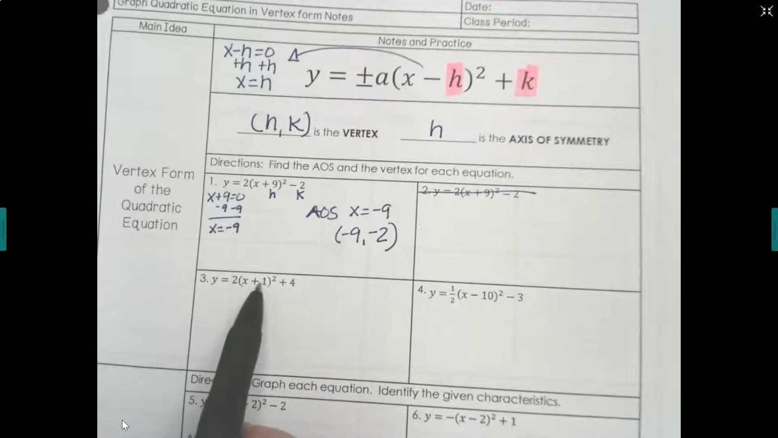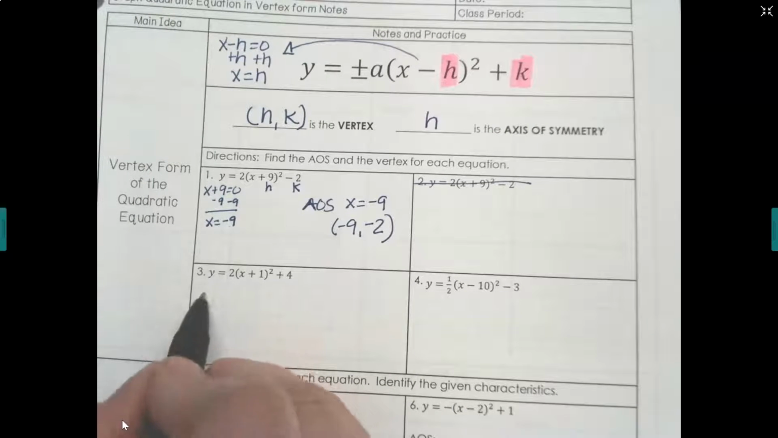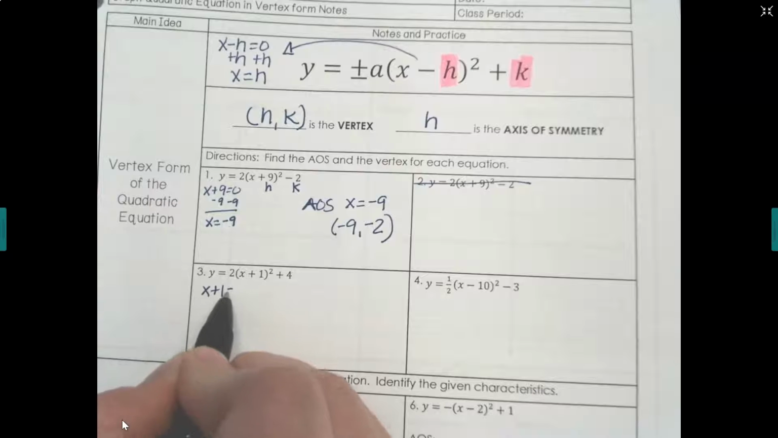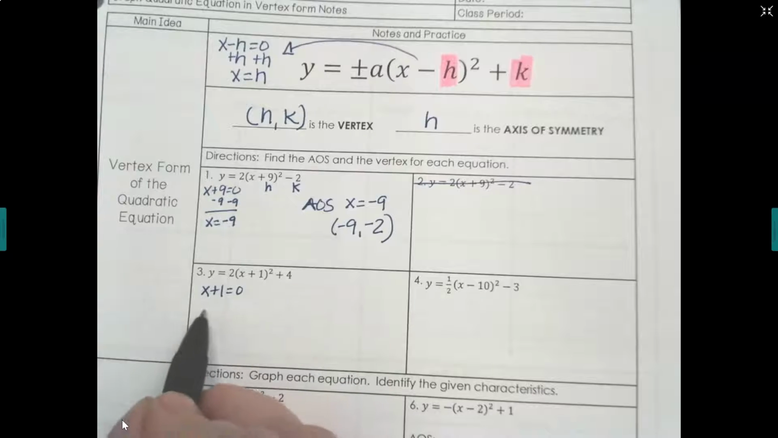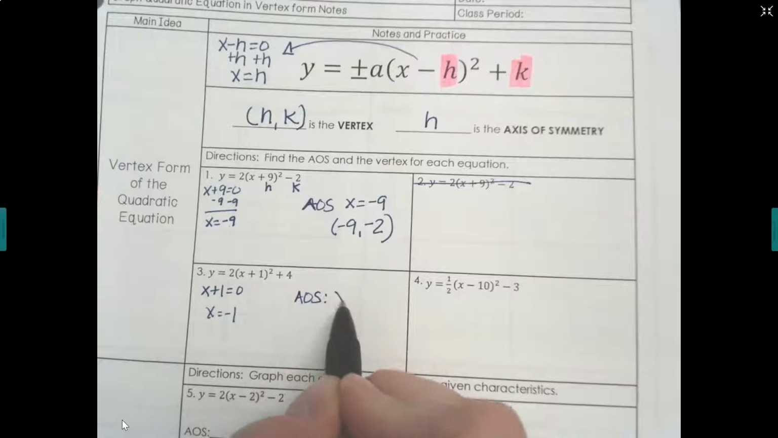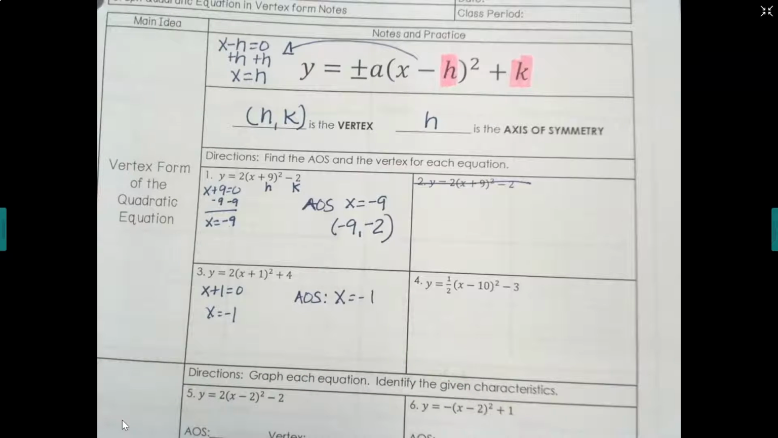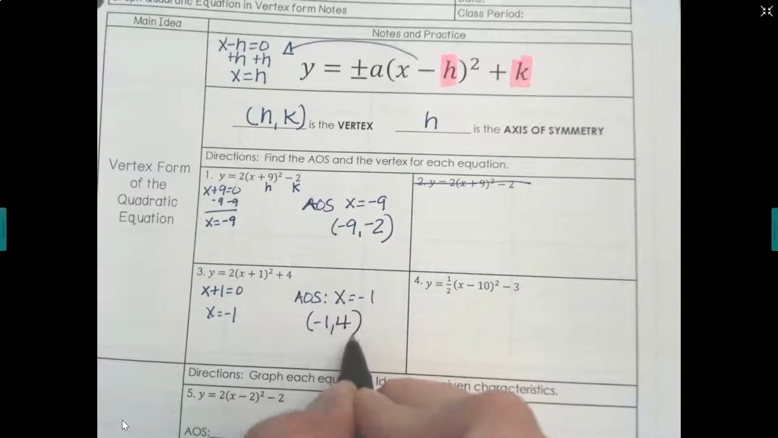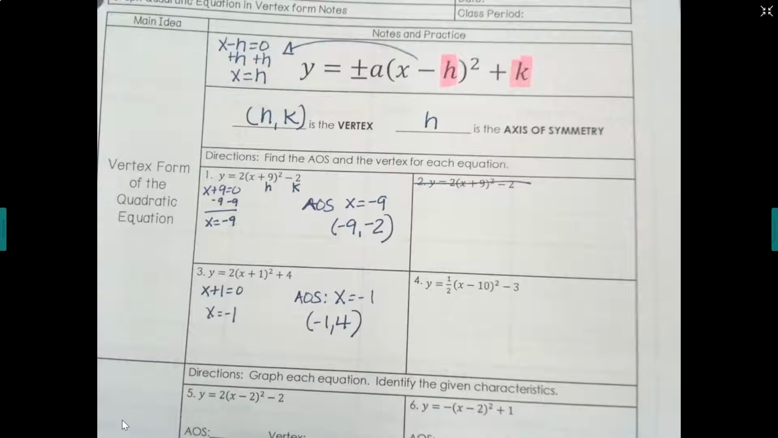All right, let's try it again. So this is a positive 1. So when we solve it, to get it to move to the other side, it actually becomes a negative 1. So my axis of symmetry is x equals negative 1. And remember, the x value of your vertex is the same as your axis of symmetry. And here's your k value. That's a positive 4, so it just stays positive 4. So now we know the vertex and the axis of symmetry.